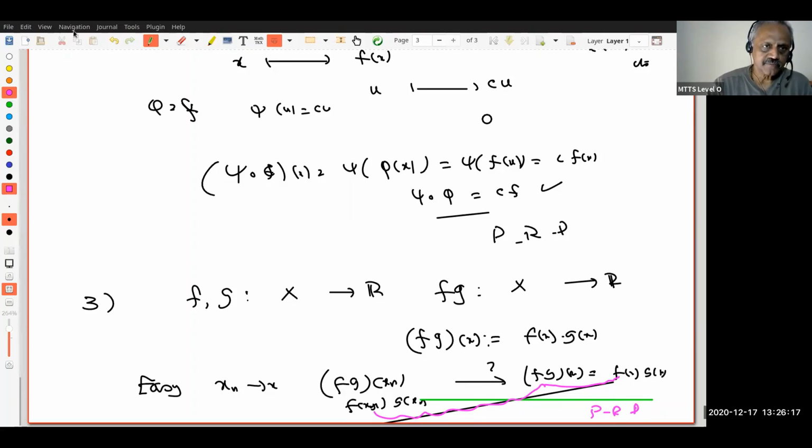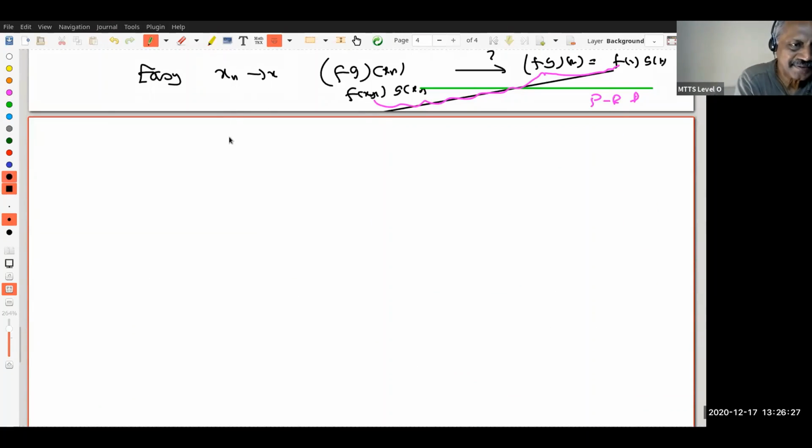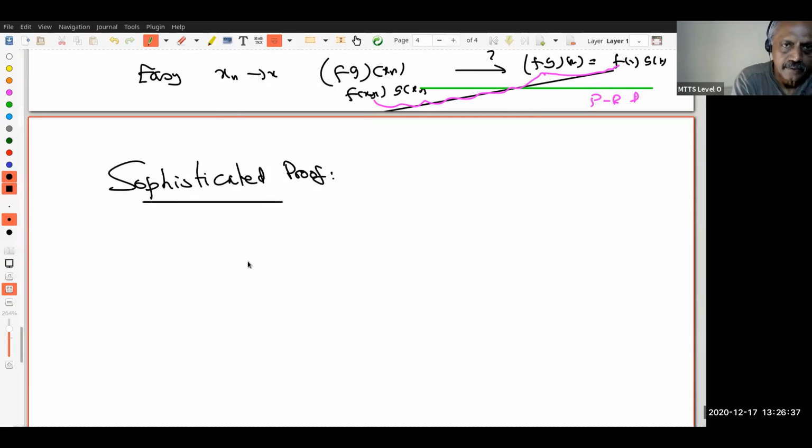But what is a more sophisticated proof? How many of you can think of it? I give you some time. What is the sophisticated proof for this? So what should be the map? I'm sure that all of you know what should be here and what should be here. What should be your Y? Look at the way I define addition. It is R cross R, and here it's R.